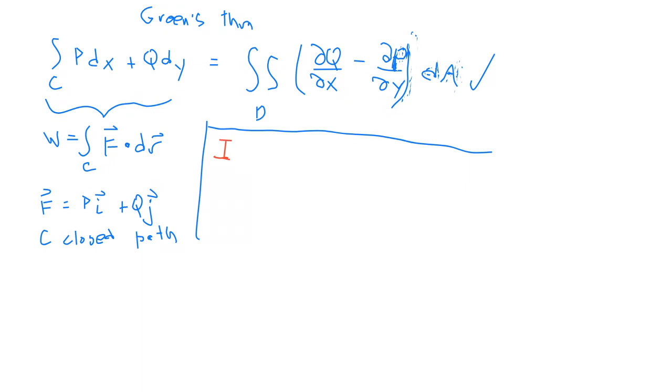My question is this: if the vector field F is conservative, what do we know then about the partial derivative of Q with respect to x and the partial derivative of P with respect to y? What do we know about those derivatives when we have a conservative vector field?